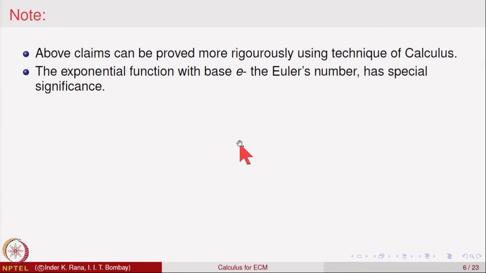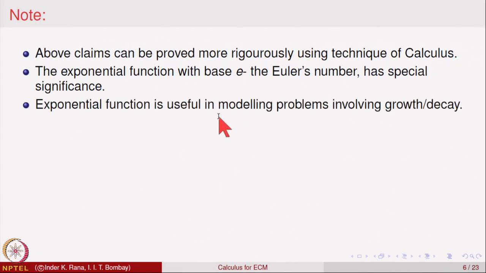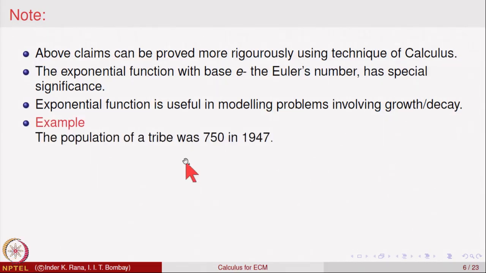The exponential function with base e, the Euler number, has special significance. It is useful in modeling problems involving growth or decay. We have already seen for compound interest that the exponential function appears; that is a growth function. For example, let us look at the population of a tribe, say it was 750 in 1947. So, here is an example of how this exponential function is used.